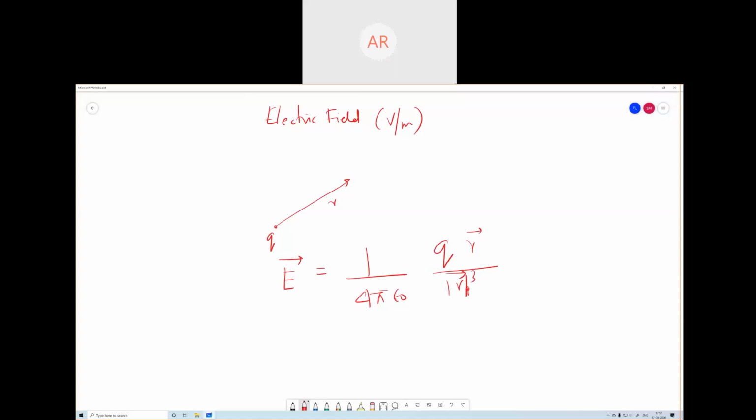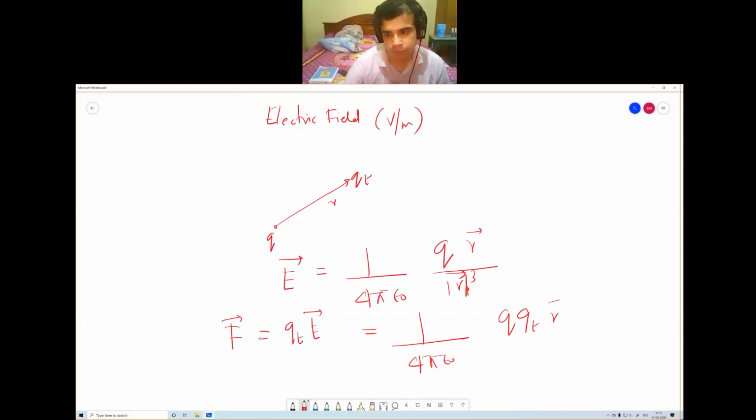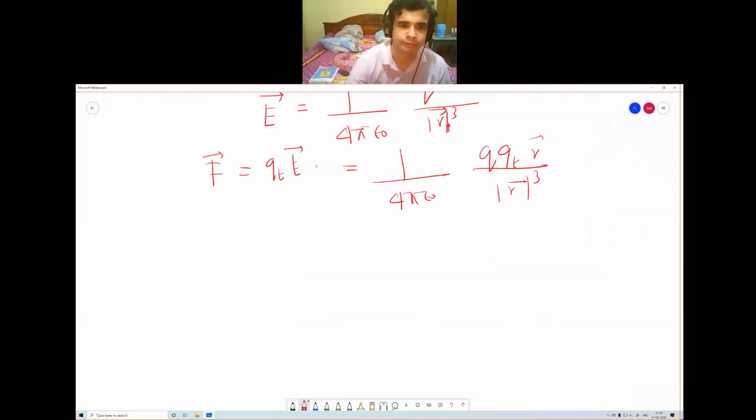And if there is another charge Qt, then the force on Qt due to Q, that is F equal to Qt times E, that is 1 by 4 pi epsilon naught Q Qt by r squared, r hat. So another way of expressing our electric field is E equal to F by Qt, or force per unit charge.